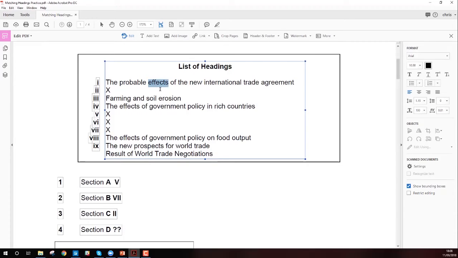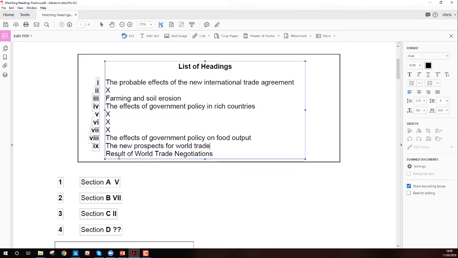Okay, so effects, results, consequences, things like that. This is about prospects, all right? Future, what's it going to be like in the future? Guesses, speculating. International trade agreement, world trade. So two different things. International trade agreement is an agreement, it's a document, it's a contract between countries. World trade is just general trade between countries.